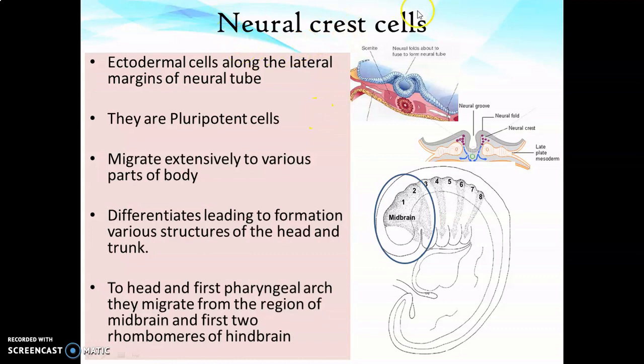Let's see about a specialized group of cells known as neural crest cells. These cells are present along the lateral margins of this neural tube in the ectoderm, and they are pluripotent cells and they have the property of migration and extensive differentiation to form various structures of head and trunk. To the head and first pharyngeal arch region, they originate from the neural tube, that is the ectoderm on either side of the neural tube in the region of midbrain and first 2 rhombomeres of hindbrain.